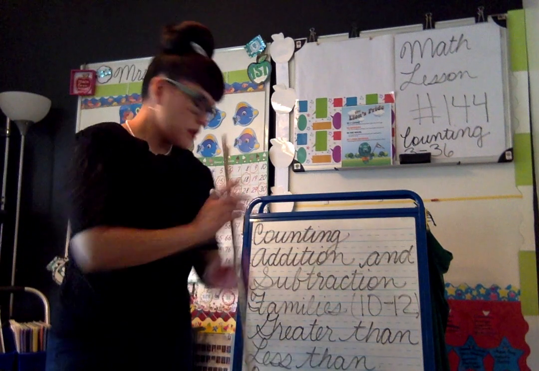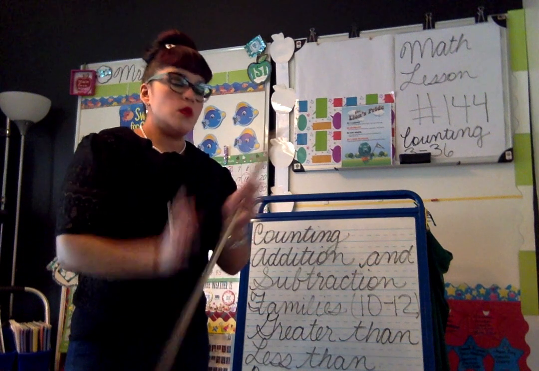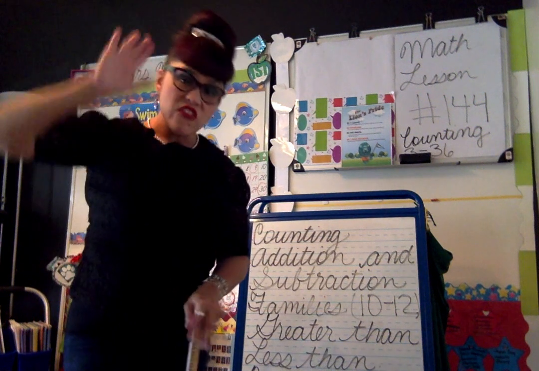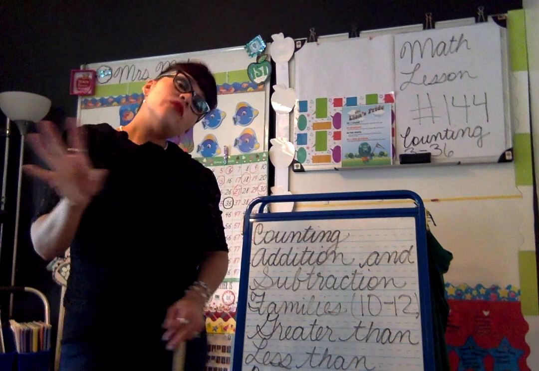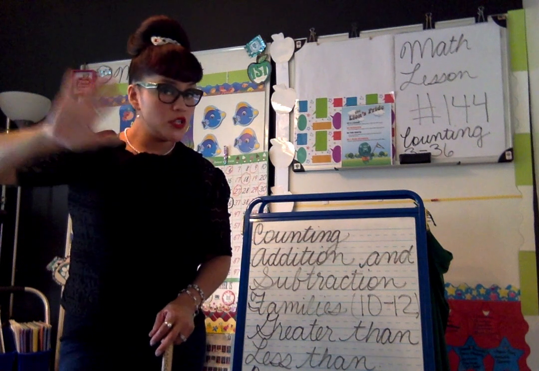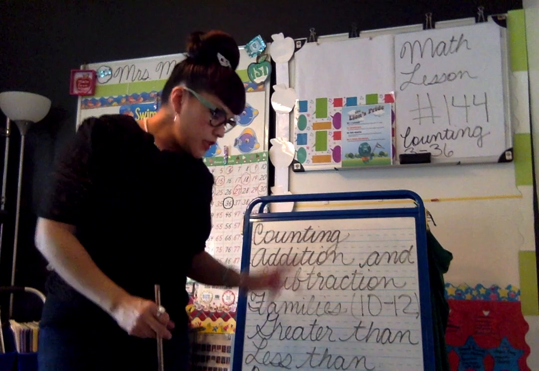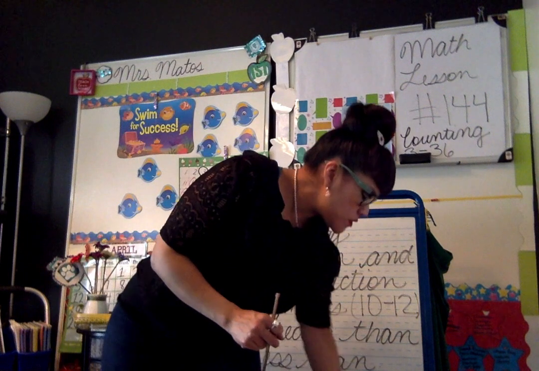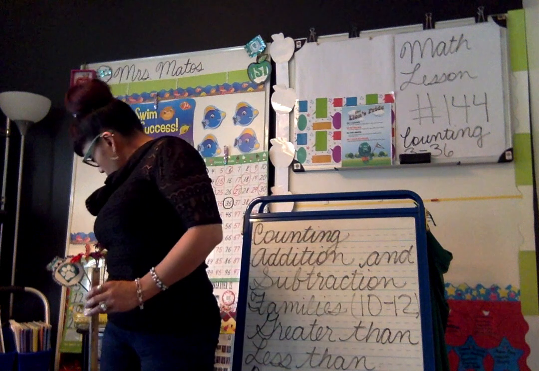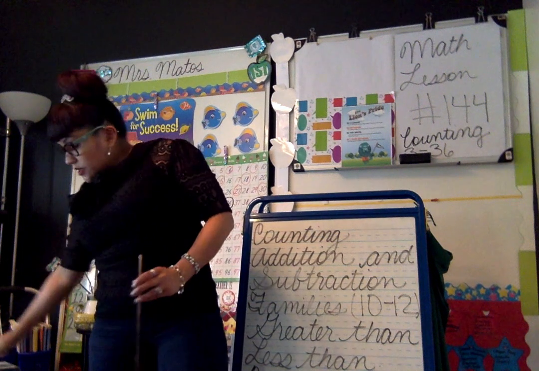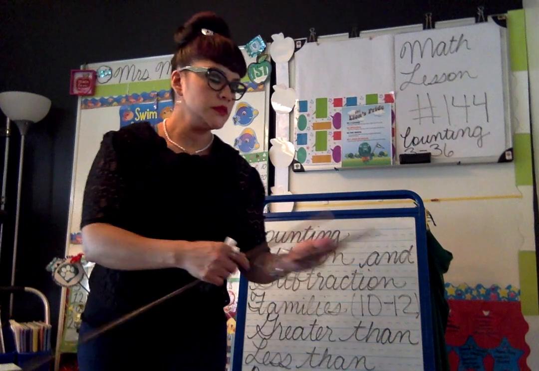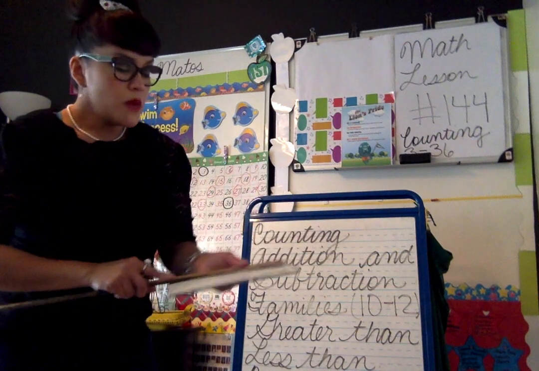So on your paper or on your board, I want you to draw a line that is 5 inches long, okay? 5 inches long. Do not confuse your sides. Okay, so I'm going to go ahead and draw it for you to make sure that we're doing it the right way. All right, so let me draw my line.